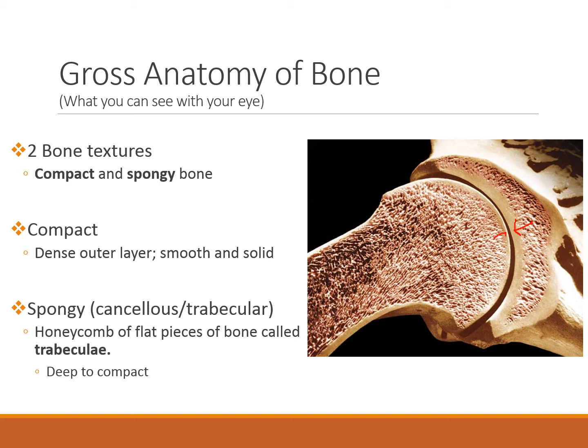Spongy bone is also called cancellous or trabecular bone. In comparison to compact bone, it looks airy and light. It is a honeycomb of flat pieces of bone called trabeculae. Spongy bone, as you can see in this image, is deep to the compact bone. In this way, the compact bone protects its fragile structures.